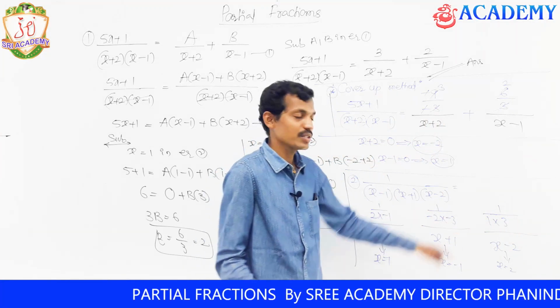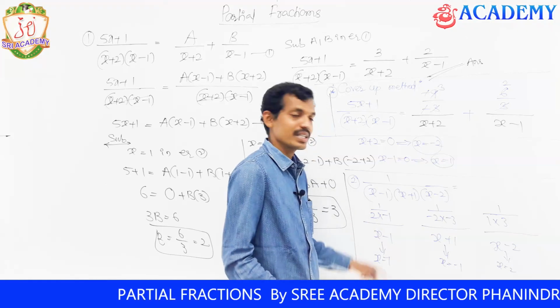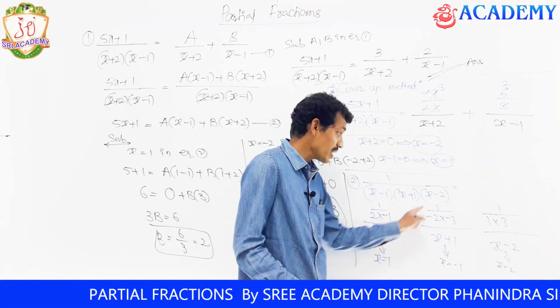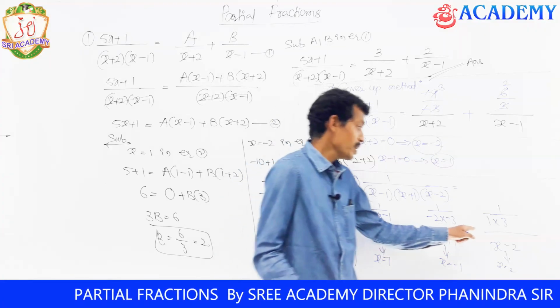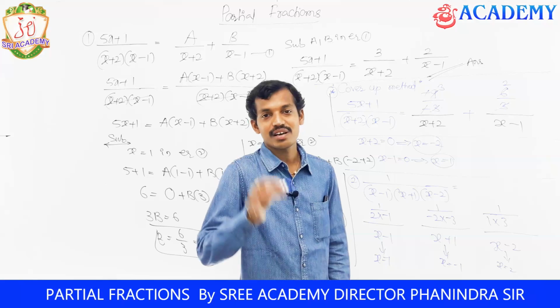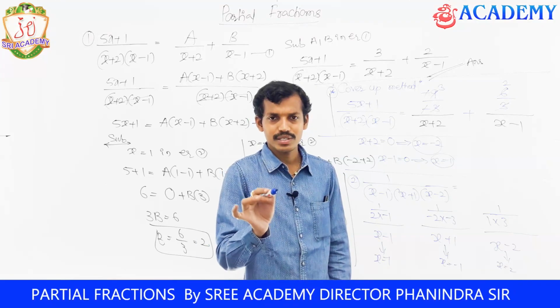This is minus 1 by 2 divided by x minus 1, plus 1 divided by x plus 1, plus 1 by 3 divided by x minus 2 is our answer. We'll see more problems based upon this.